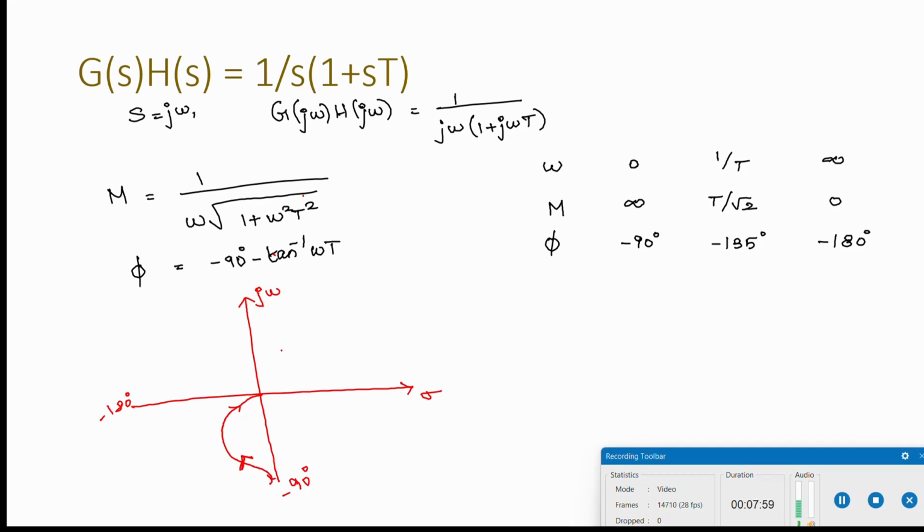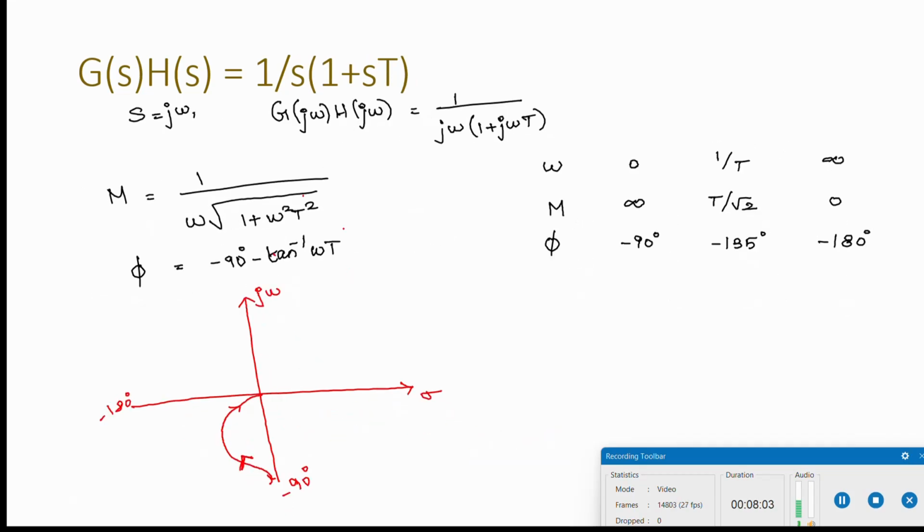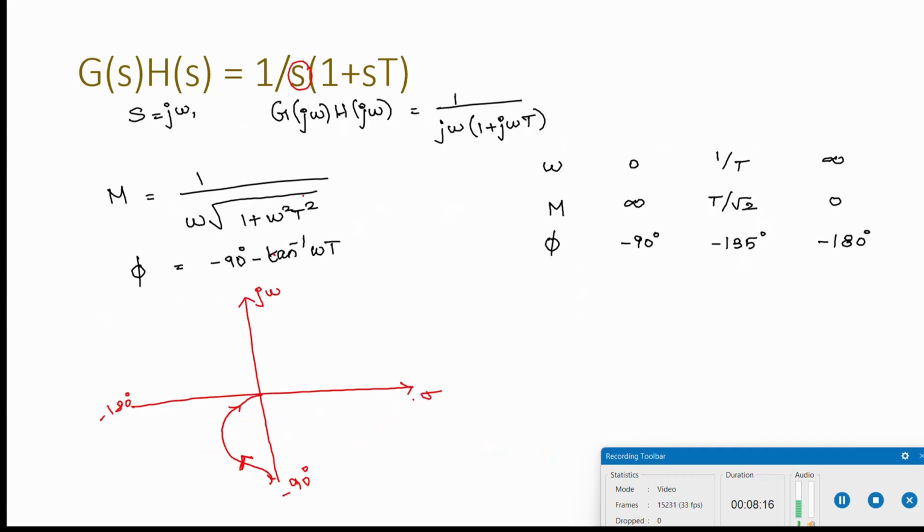When you observe the previous transfer function and this transfer function, if you add a pole to a transfer function, the polar plot will shift by minus 90 degrees, because the earlier polar plot started at 0 degrees. If I add a pole, my plot shifts by minus 90 degrees. So this is a typical sketch for this polar plot.